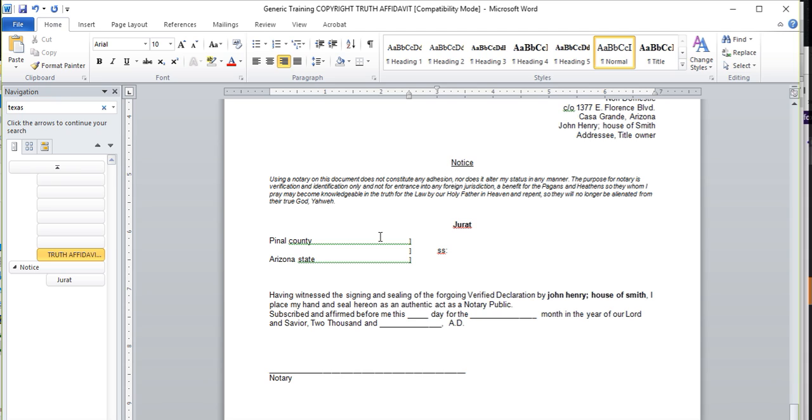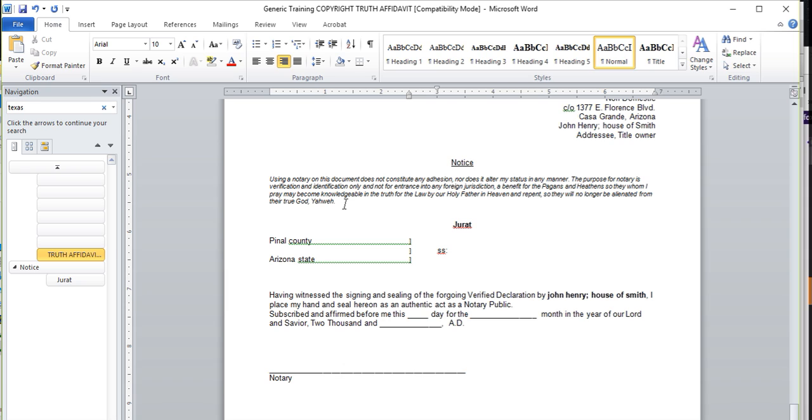And so then this is the notary statement here. Now, it's interesting, this notice: use of notary on this document does not constitute any adhesion, nor does it alter my status in any matter. The purpose for notary is verification and identification only, and not for entrance into any foreign jurisdiction. A benefit for the pagans and heathens, so they, for whom I pray, may become knowledgeable in the truth of the law by our Holy Father in heaven, and repent, so they will no longer be alienated from their God, Yahweh.